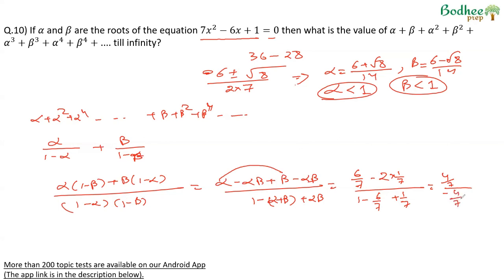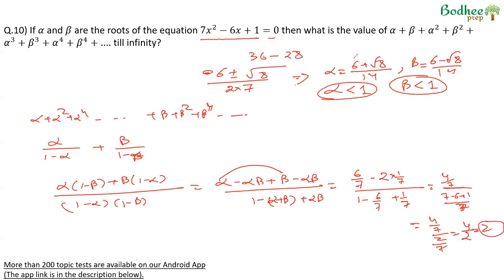Sorry, the denominator will become 7 minus 6 plus 1 by 7, which will be 8 minus 6, that is 2 by 7. So 4 by 7 divided by 2 by 7 is nothing but 4 by 2, or 2, which becomes the answer.